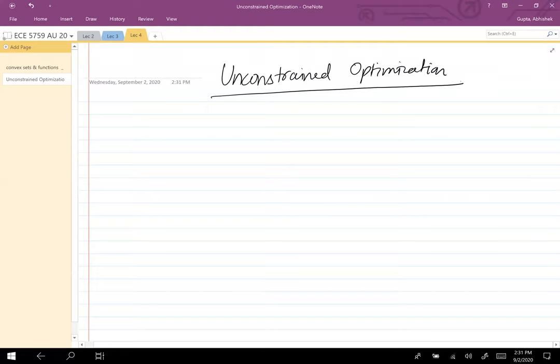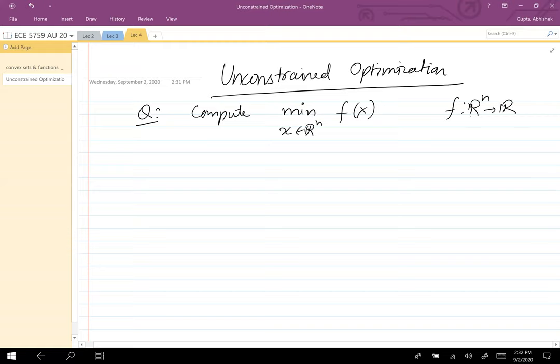So what we want to solve, the question is: compute the minimum of f(x), x in R^n, and f is any function from R^n to R. So it's an unconstrained optimization because the domain of f is not constrained. Or f is defined over the entire Euclidean space. That's why it's called an unconstrained optimization.